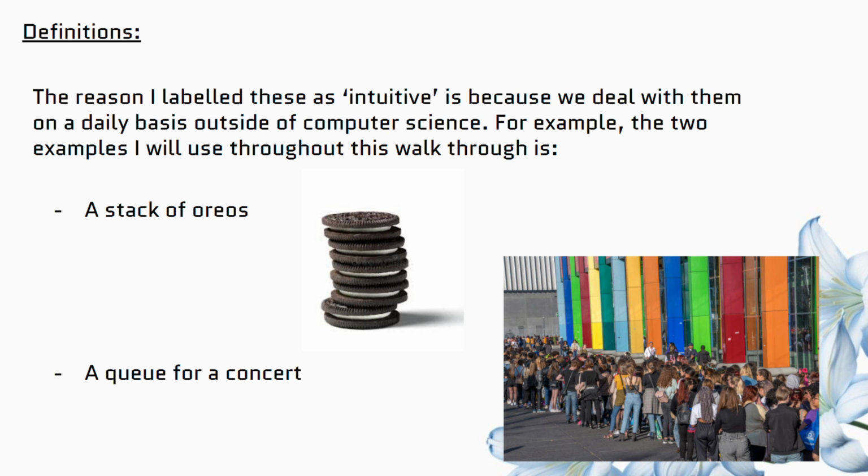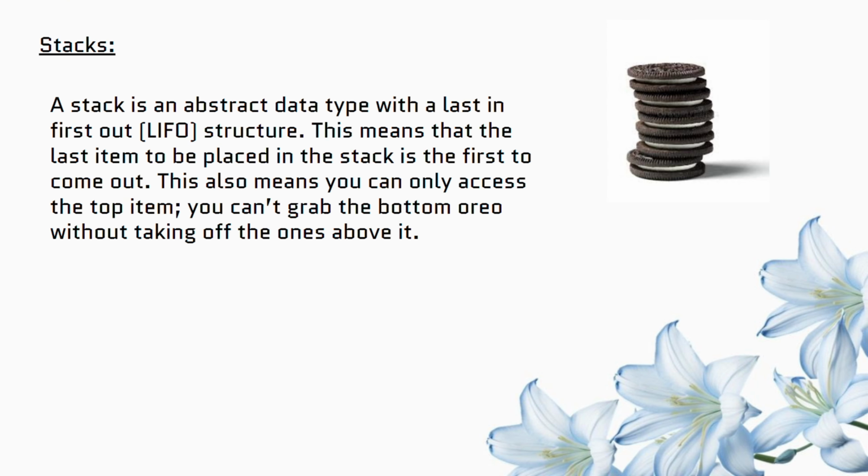And a queue is just anything which has a rear and a front. So you could have a queue in the canteen, a queue for a restaurant, a queue at a start, a queue for anything. But these are the two that I'm going to refer to. So let's go over the definition of a stack. So a stack is an abstract data type with a last in, first out structure.